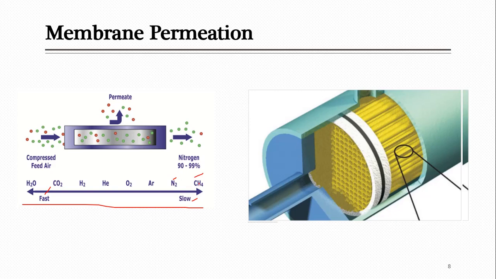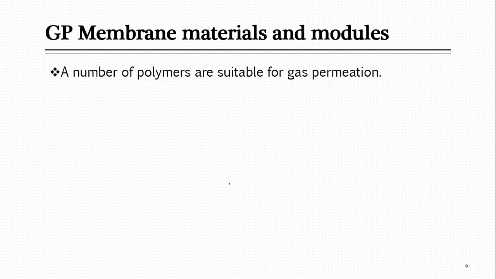By the way, this is from one of the main research papers in which he has compared various gases passage through some specific membrane. So through this membrane, nitrogen and CH4 actually have very slow permeation. Due to this, most of the nitrogen will be released as a retentate, and permeate will consist of other gases. This was all about the mechanism of the membrane.